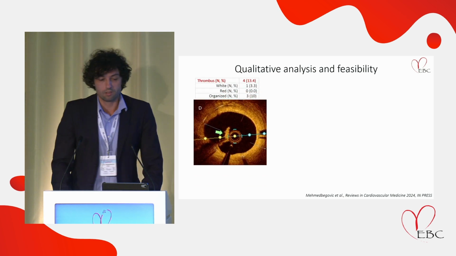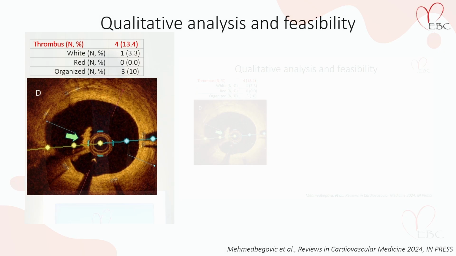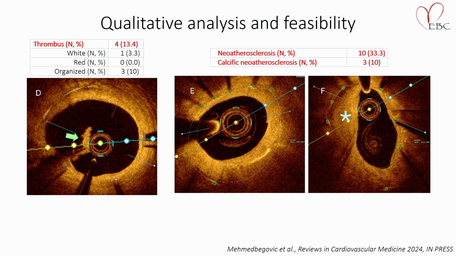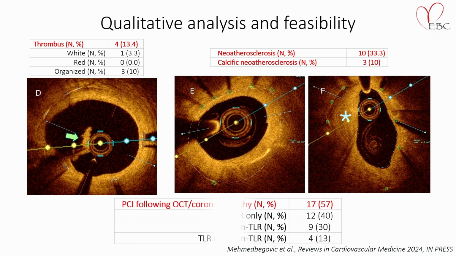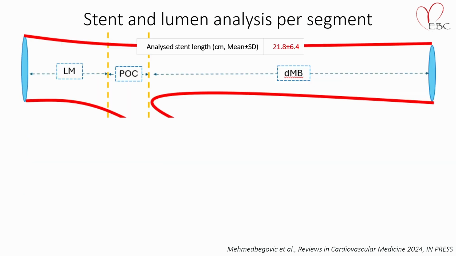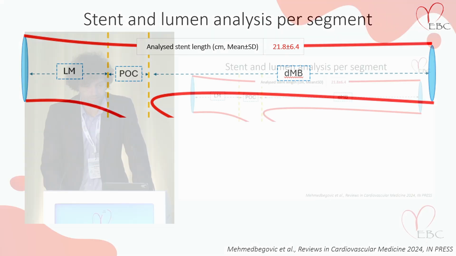We also saw evidence of thrombus in 4 patients, mainly organized, but more importantly, we saw neoatherosclerosis in 1/3 of the patients. So we finally ended up performing ad hoc PCI in 57% of the patients, with 16 patients receiving target lesion revascularization in total. So quite a lot of rescue PCI in this population.